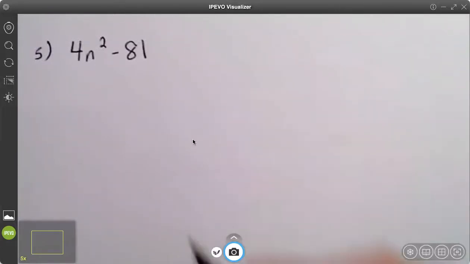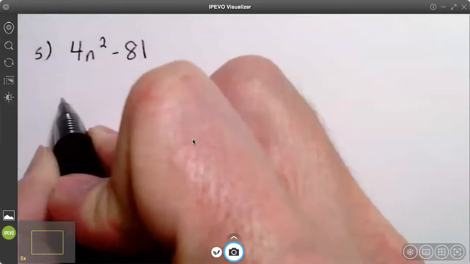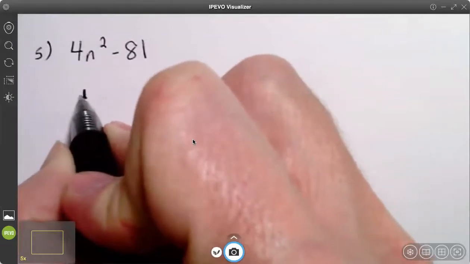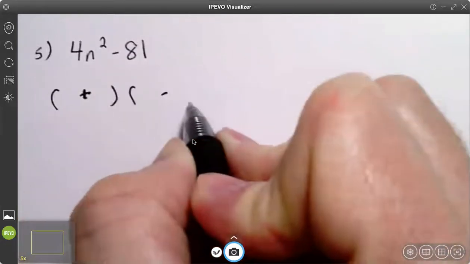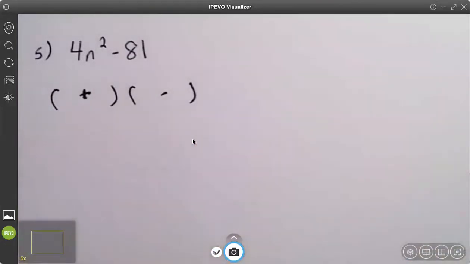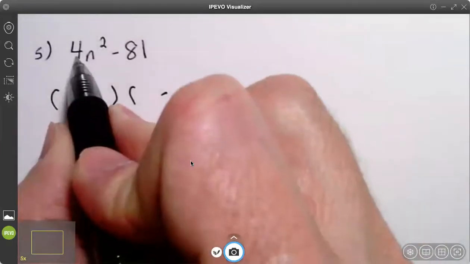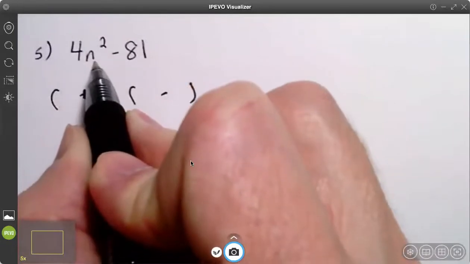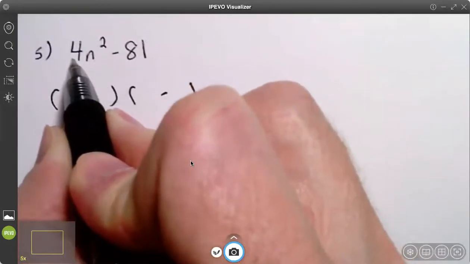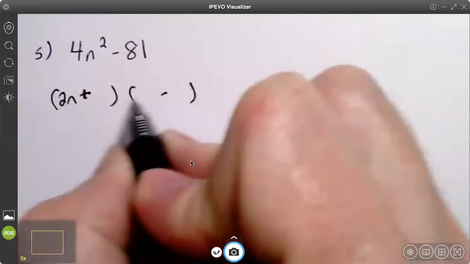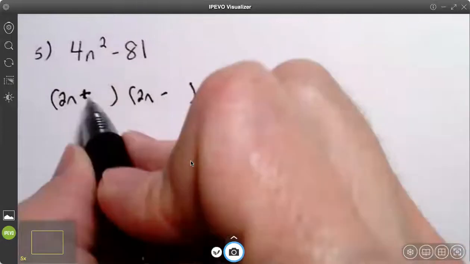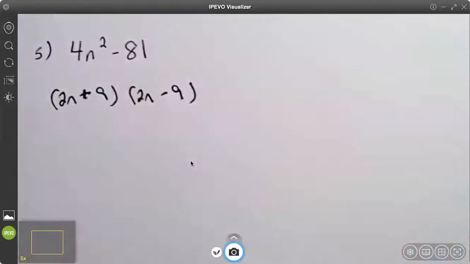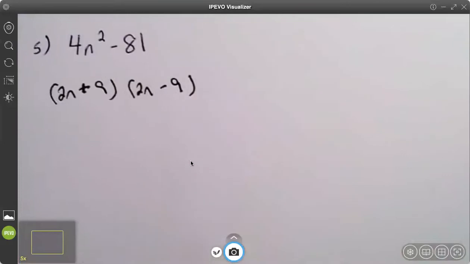The difference of 2 squares, one will be plus and one will be minus. Always, when you do the difference of 2 squares, one will be plus, one will be minus. The square root of 4 is 2. The square root of n squared is n. So the square root of 4n squared is 2n. That goes on the left of both. And the square root of 81 is 9. That goes on the right of both. And that is my answer.